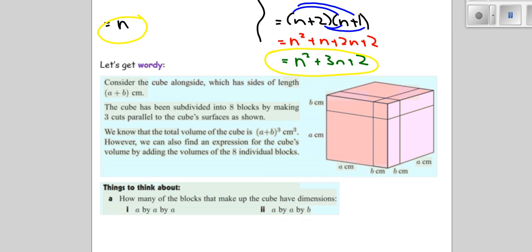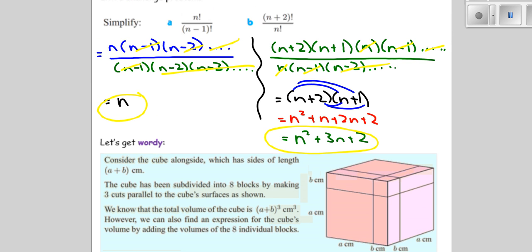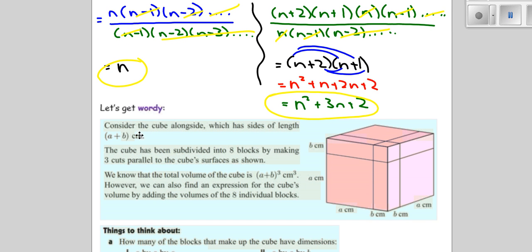Consider the cube alongside, which has a side length of a plus b. See, this side length is a plus b, a plus b. It's a cube, so all side lengths are the same. The cube has been subdivided into 8 little blocks, all different sizes, by making 3 cuts parallel to the cube surface. So they've cut here, here, and here. They've made 3 cuts.